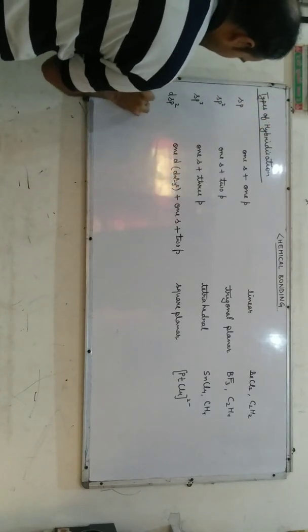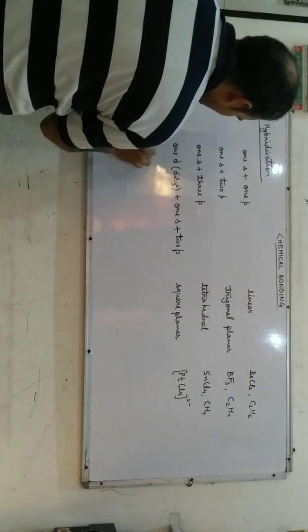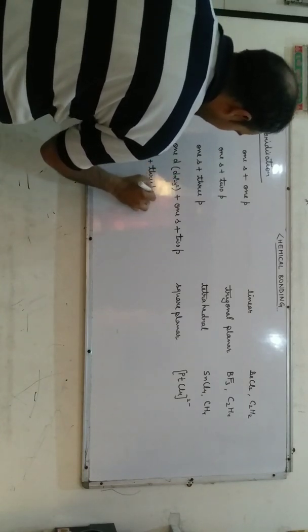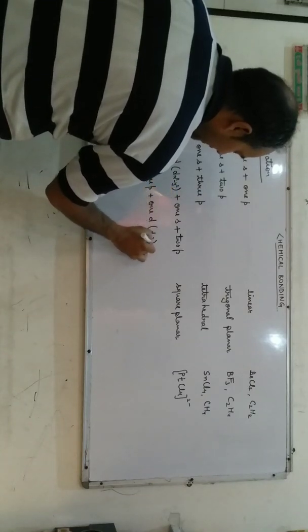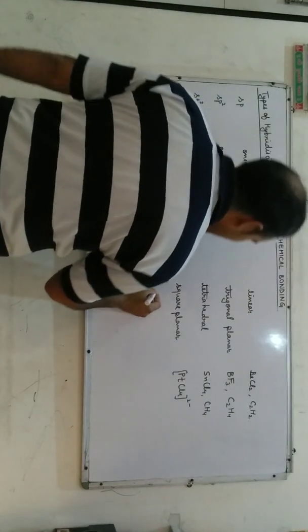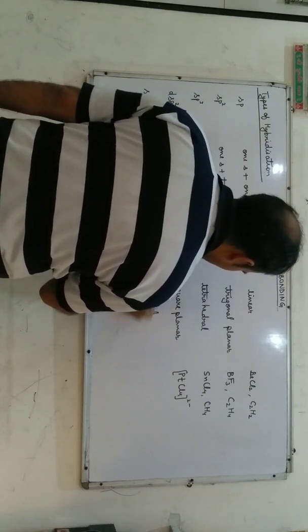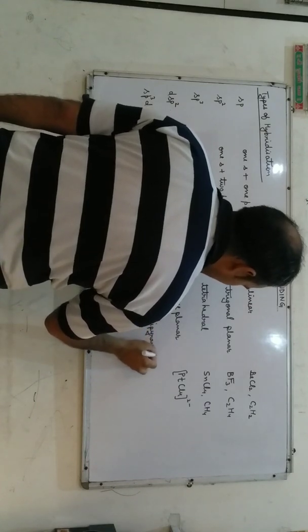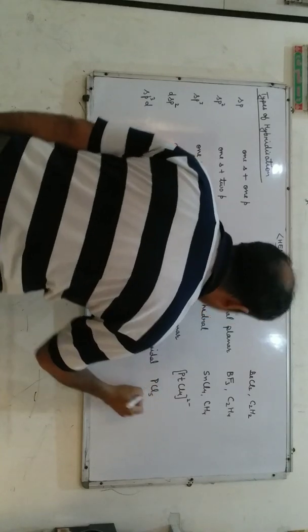Now let us come to sp3d hybridization, in which one s, three p and one d orbital are generally involved in hybridization. The shape will be trigonal bipyramidal, and the best example is PCl5.